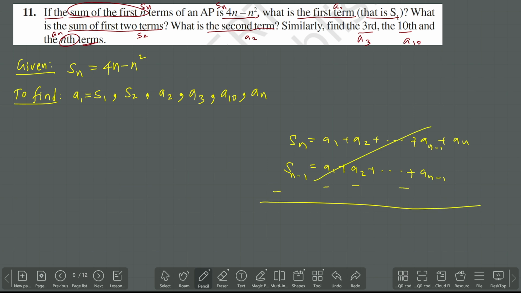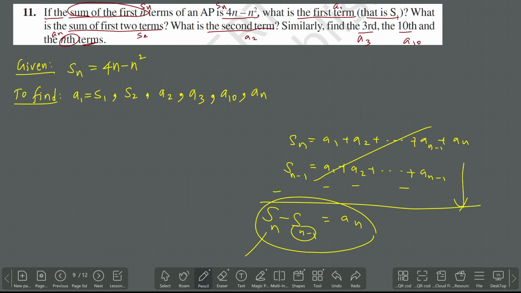Everything will cancel. Which alone will be coming? Then Sn minus Sn minus 1, what am I getting? An. Very easy to go. An finding. Sn is given. Sn minus 1 we have to find. Nothing, instead of n, replace n minus 1. You will be getting Sn minus 1.